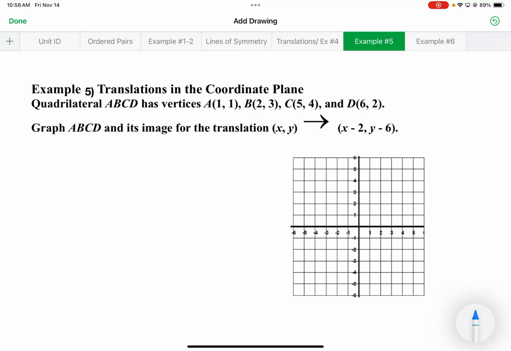Okay, so we've got a quadrilateral, 4 sides. It gives us our coordinates. And then it gives us the rule where xy goes to x minus 2, y minus 6. I'm going to start by plotting my original. Okay, so where do I start? Start by plotting your original. So I like to put my points in and then label each one. So A is there, B is 2, 3. C is 5, 4. And then D is 6, 2. So then my quadrilateral looks like this.